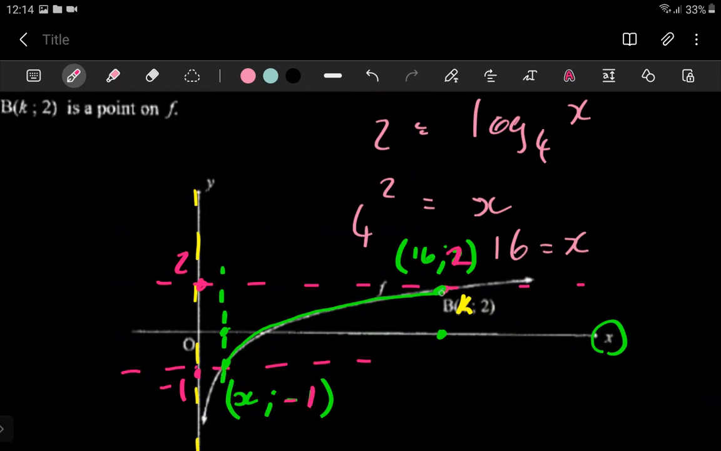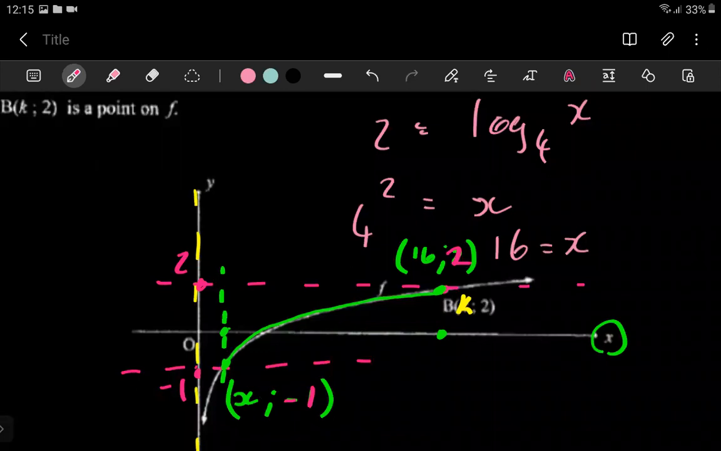So this is where the graph has a y value of +2. This is where the graph has a y value of -1. So you just need to see what these x values are. You need to find out these two x values. This one we have already, it's 16. This one we don't have, we have to find it.